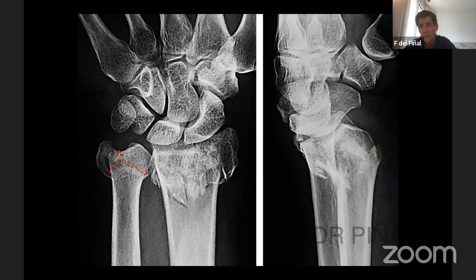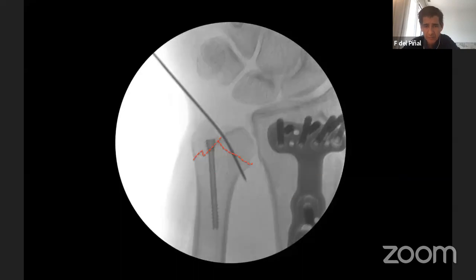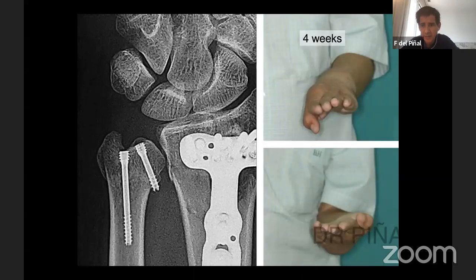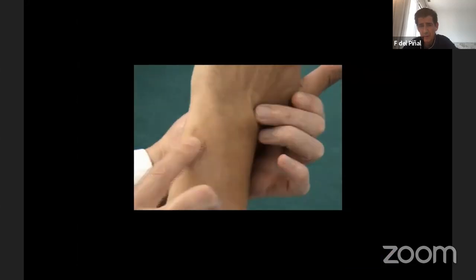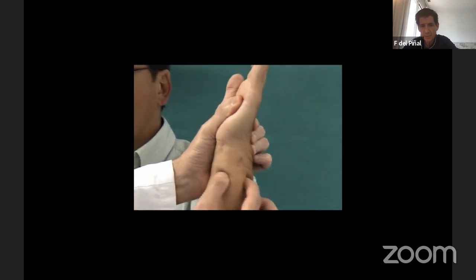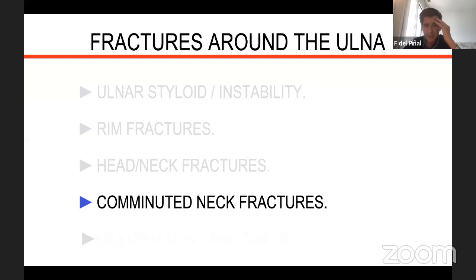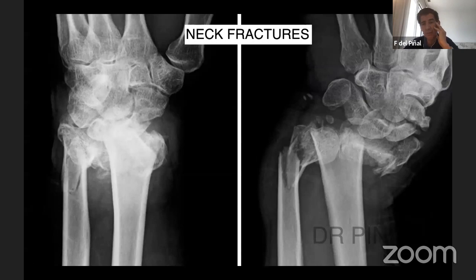And in more complex cases, you can also use more than one screw: one screw for the ulnar styloid and another screw for the head proper. And here's the patient at 4 weeks. And here's the patient, I think, 1 year after, with full supination.